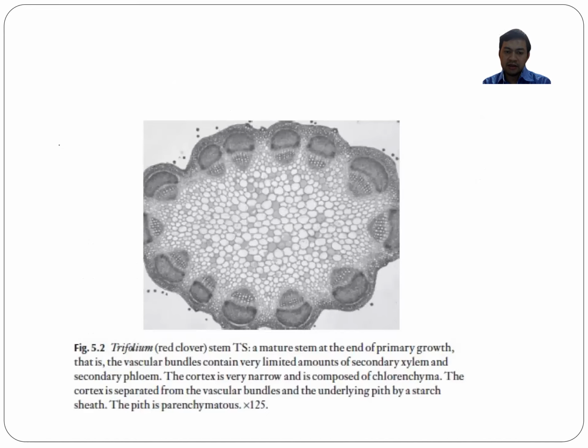So this is the Trifolium, or red clover. If you see here, it is a mature stem at the end of the primary growth. And one of the identification features is that the vascular bundle contains very limited amounts of secondary xylem and secondary phloem. And the cortex is very narrow and composed of chlorenchyma. And then the cortex is separated from the vascular bundles and the underlying pith by a starch sheath.